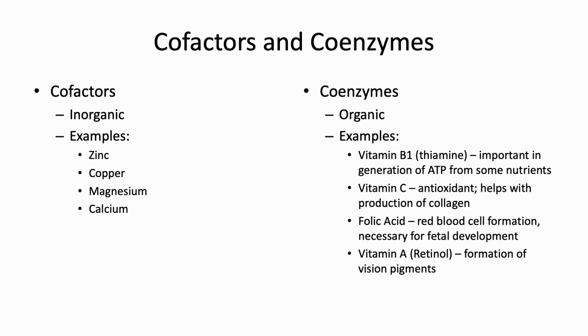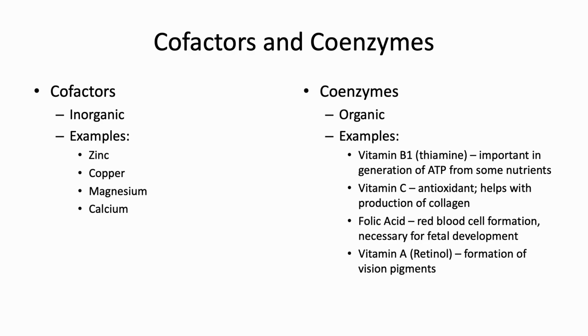Now, I mentioned to you that enzymes have helpers. So they can be in the form of cofactors or coenzymes. And the biggest difference is cofactors are inorganic. Remember what an organic molecule is? That's something that contains carbon and hydrogen. So inorganic molecules that help are things that you may take supplements for, or you may just get them in your diet. So copper, magnesium, calcium, those minerals are all examples of cofactors.